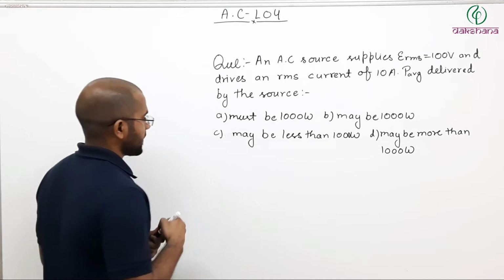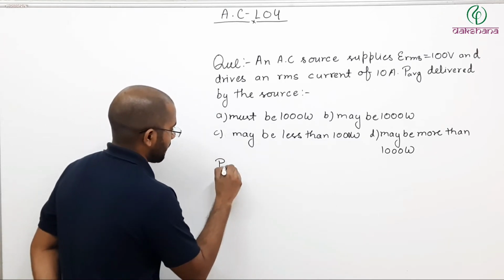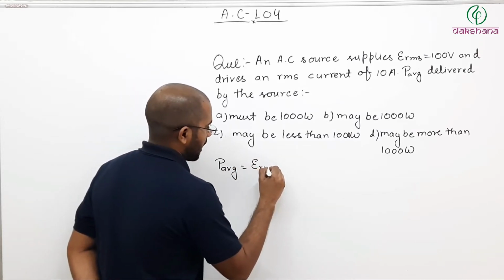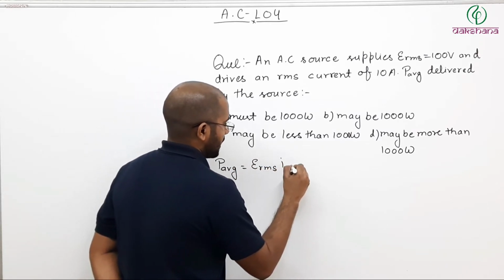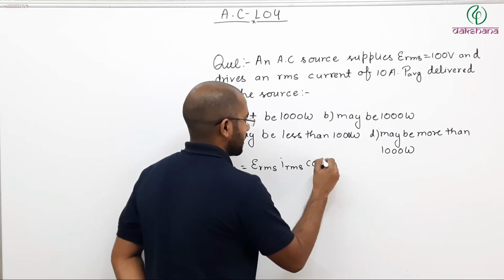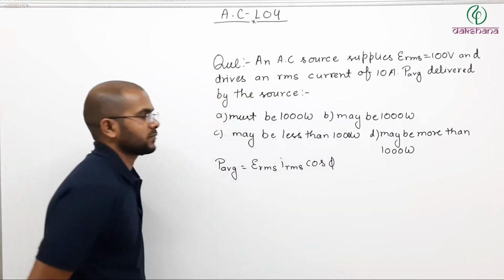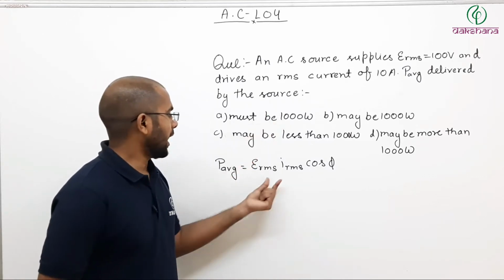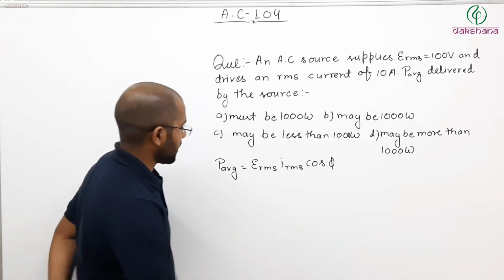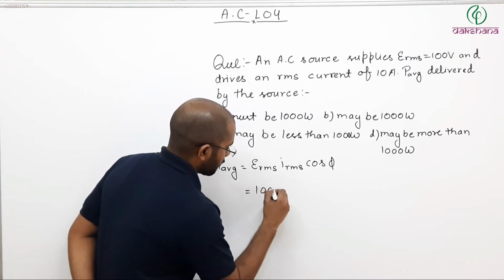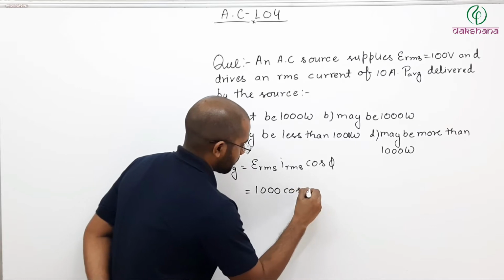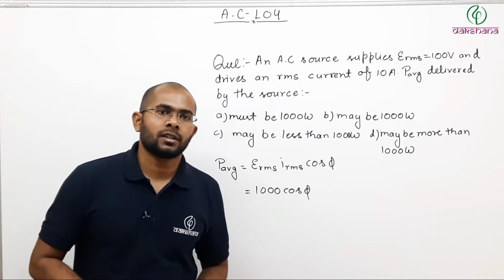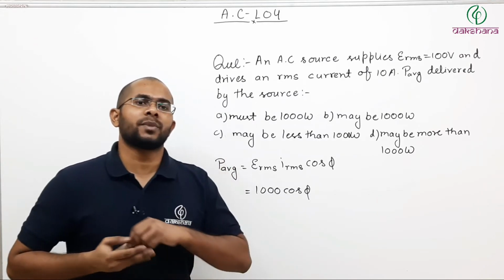So what I can say is, sir, the average power is nothing but E RMS times I RMS times cos phi. That is your power. E RMS is 100, I RMS is 10, so this must be equal to 1000 cos phi. Now the value of cos phi depends upon what? It depends upon the components of the circuit.